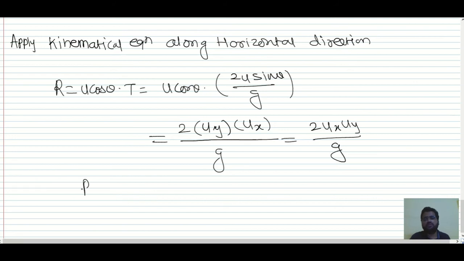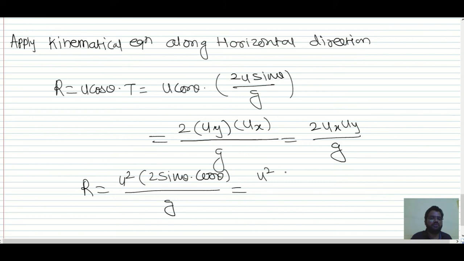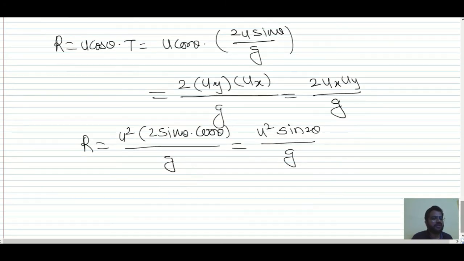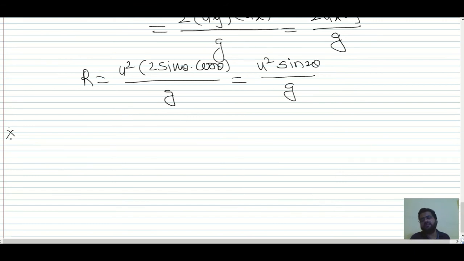This is the range we have. Or else one more formula is there. R is equal to u squared into 2 sin theta into cos theta divided by g. Now what is 2 sin theta into cos theta? It is sin 2 theta. So R is u squared sin 2 theta divided by g. So this is the range. And last formula, the maximum height formula.